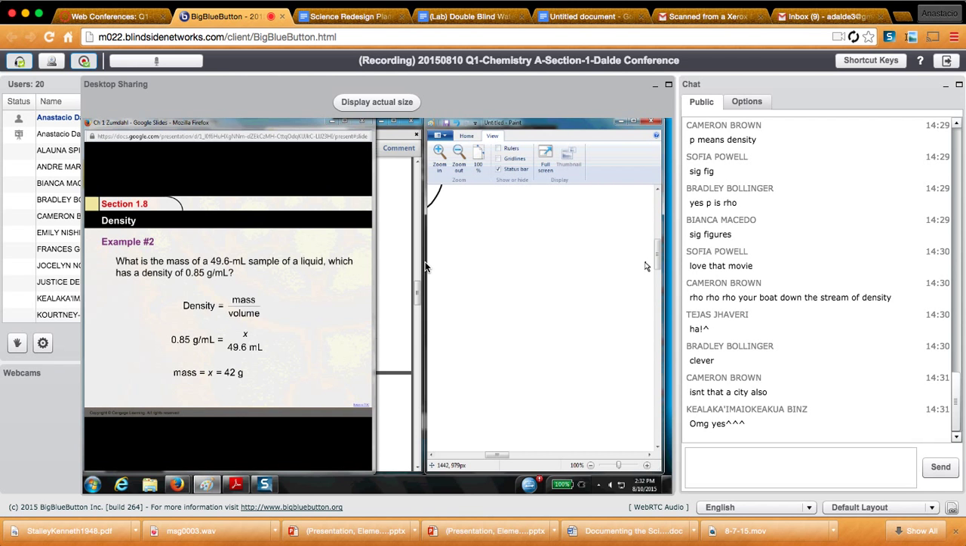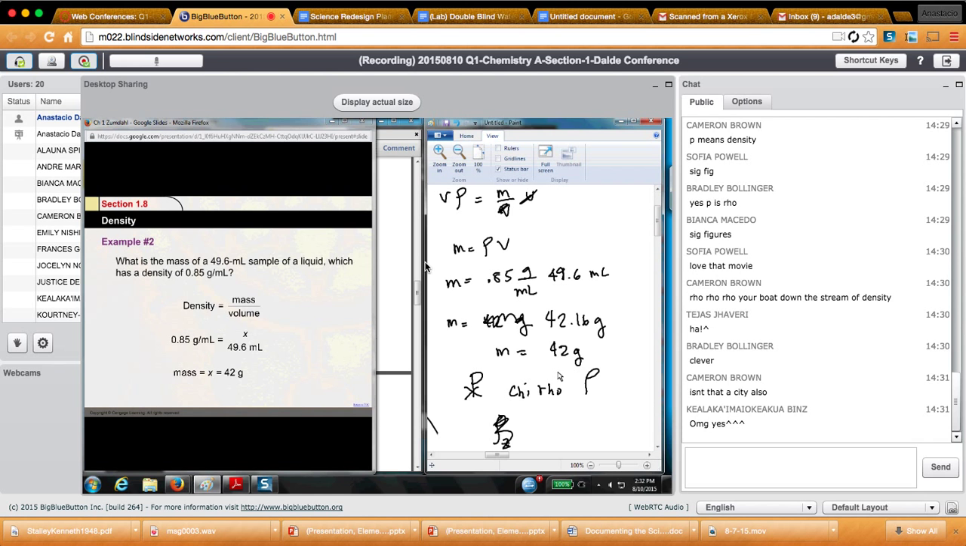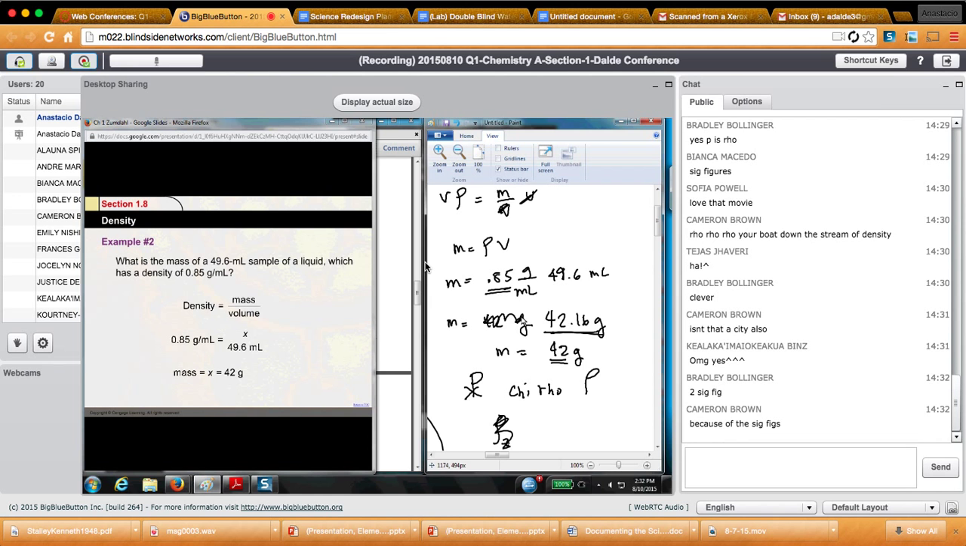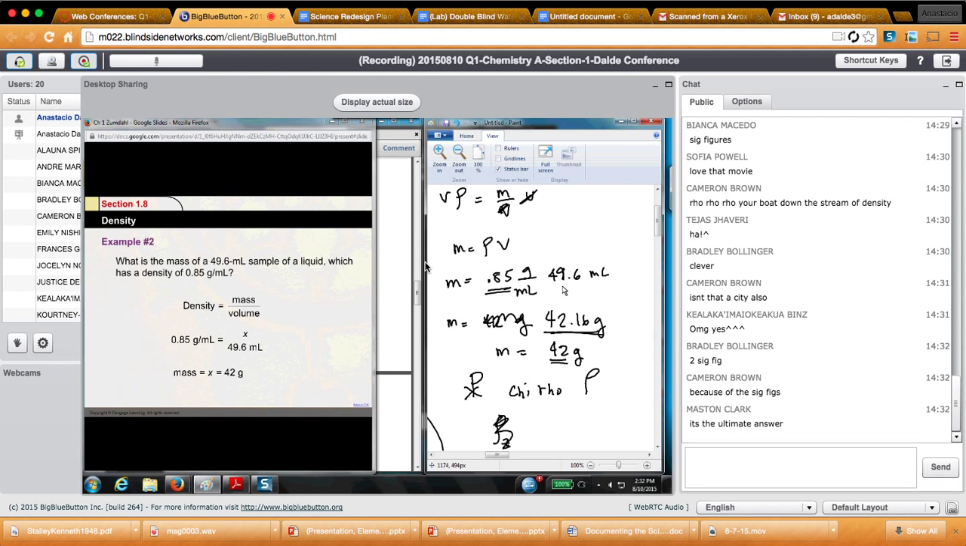By the way, we didn't answer my question. I kind of got into a divergence, but if the answer is 42.16, why did I only write down 42? Because the original problem only gave me 2 sig figs. It gave me 2 sig figs and 3 sig figs, and since I'm multiplying them, I limit it down to the one with the fewest.